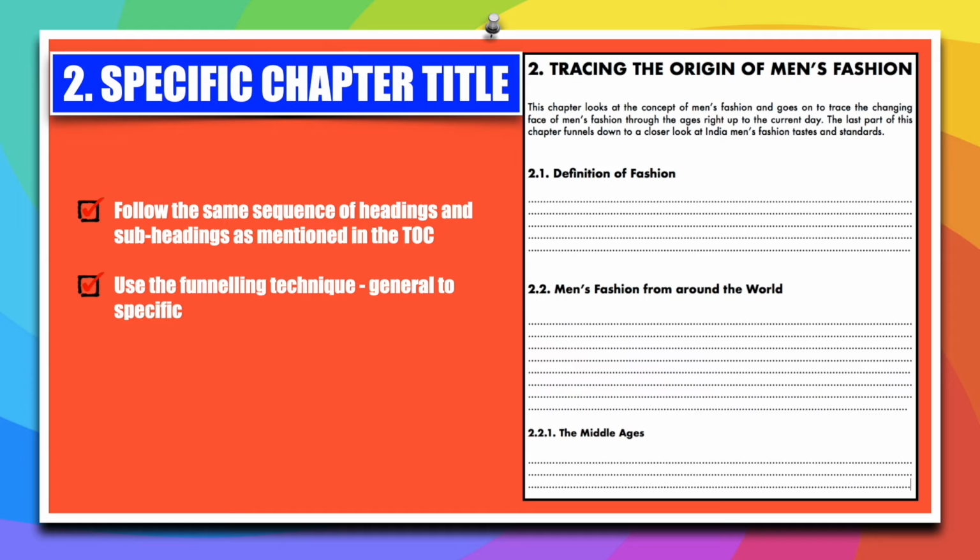This chapter looks at the concept of men's fashion and goes on to trace the changing face of men's fashion through the ages right up to the current day. The last part of this chapter funnels down to a closer look at men's fashion tastes and standards, and specifically they're talking about the Indian men. So the starting 2.1 is a generic definition of fashion, then 2.2 talks about men's fashion around the world, so it has subdivided into the Middle Ages, maybe then the modern age, and then the current age. I will not go more into details.